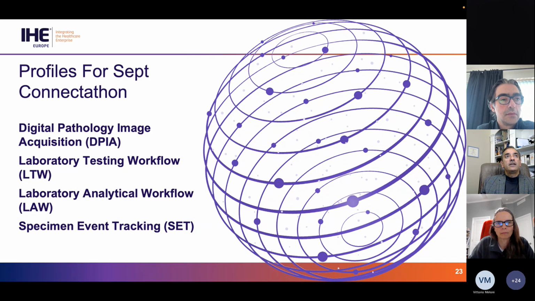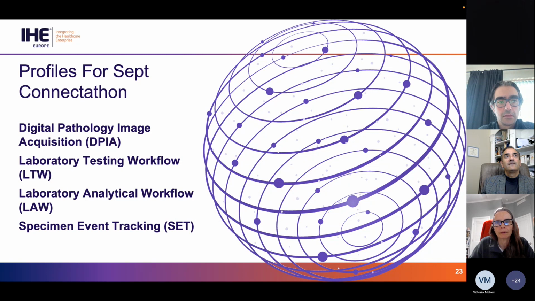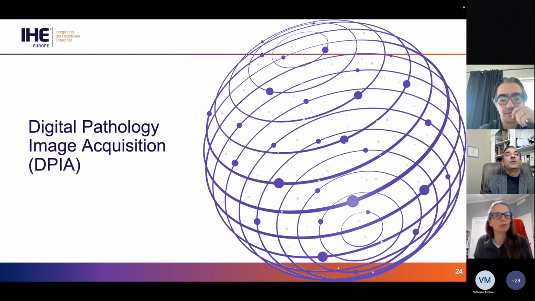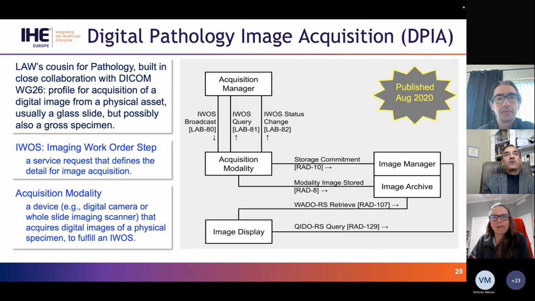Okay, and with that, we do have some profiles for the September Connectathon, but I think I'm going to turn it over to Ricky. No, I think you're going to talk one more time about the DPIA, because that's the first profile, and that's still digital pathology. Let's go on to the next. That's right. Okay. Yeah, one more time. Area of expertise, so well. Of course. I thought we were further ahead.